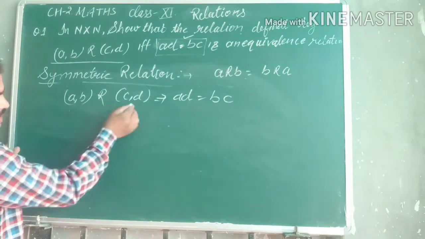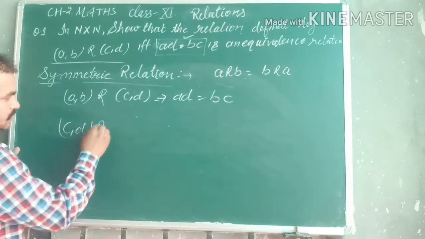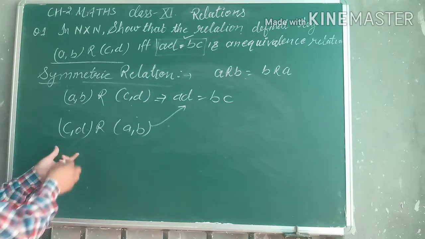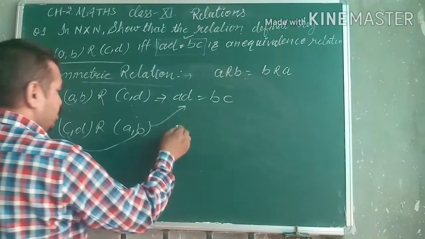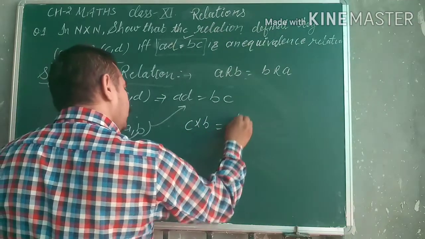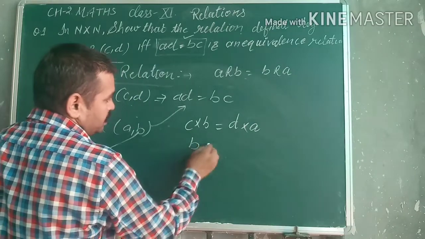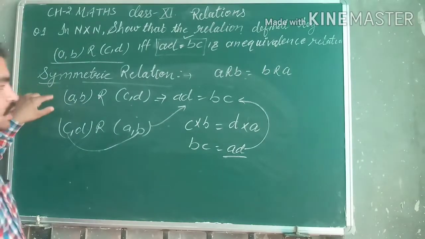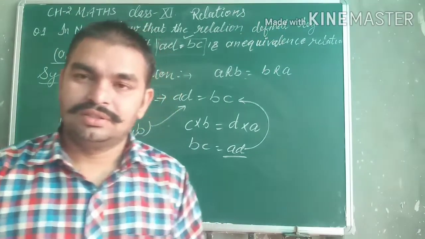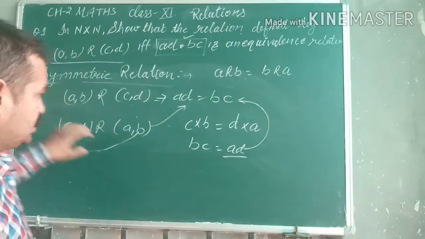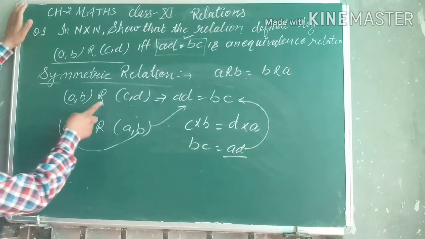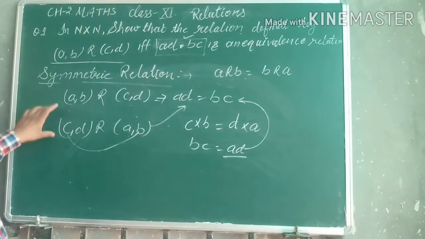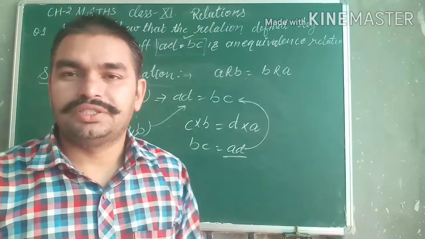If we interchange the positions, (c, d) R (a, b), क्या ये condition satisfy होती है? Then what we have to do? We have to multiply this. So it means C multiply B is equal to D multiply A, or we can say that BC is equal to AD. Hence this condition is satisfied, then we can say that this relation is also a symmetric relation. I hope you understood this. Because A relation B implies B relation A, both left and right hand sides are equal, so it holds the symmetric relation.